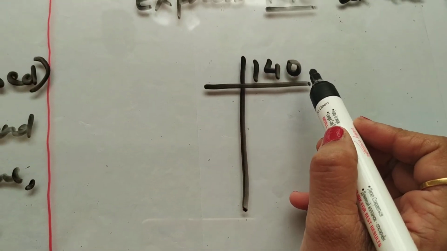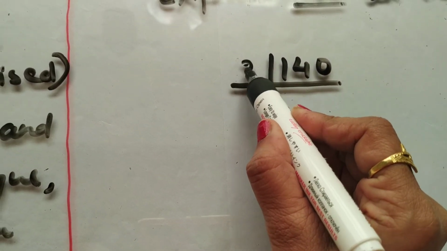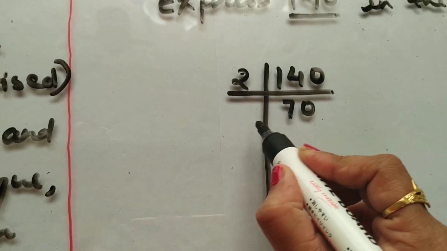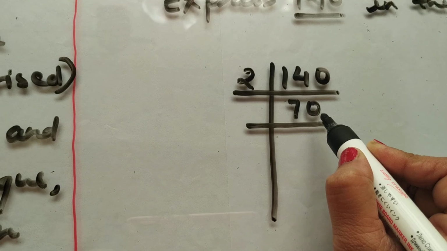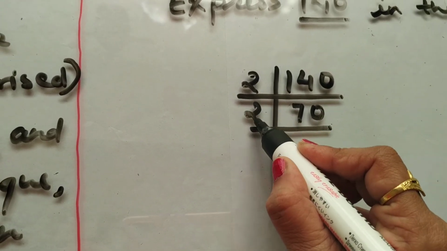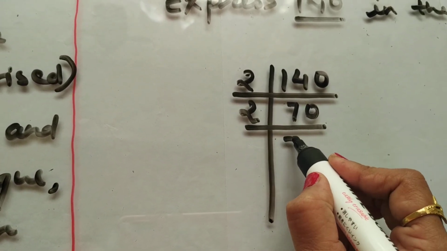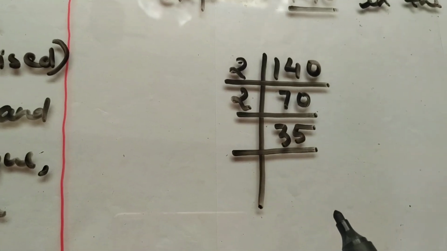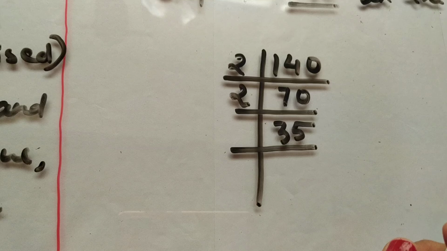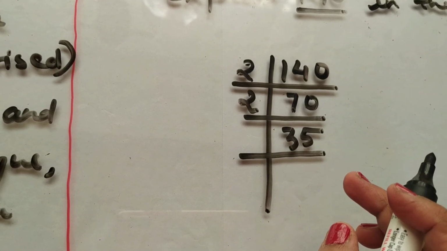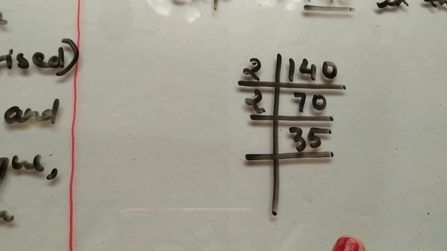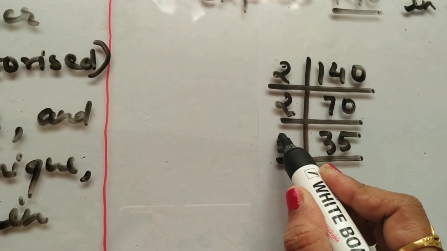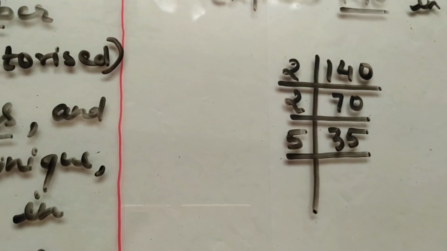The unit place is 0, so the number is divisible by 2. Now 2 sevens are 14 and 0, so 70. Again the unit digit is even, so divide by 2. 70 divided by 2 gives 35. Now it is not divisible by 2, it is also not divisible by 3. You know the rules of divisibility of 2, 3, 5. Now it is divisible by 5.